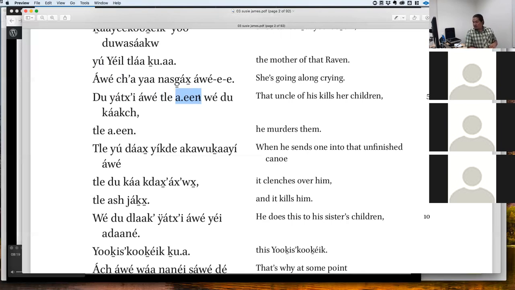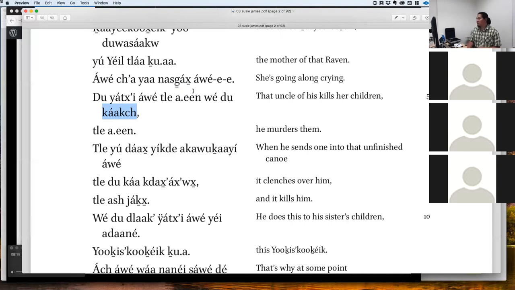The uncle is coming up, but that a'in part. So we look over here. It's a verb. It's to kill things in multiples. You would awajak one thing, but you would awa'in a bunch of things. It's to kill plural things. A'in we dukakch. A'in is the plural. Yes, it's the verb root. It's a verb root for killing off plural things.